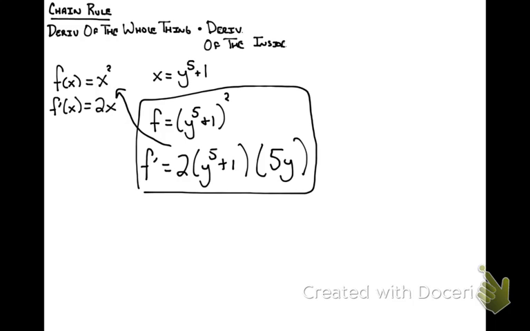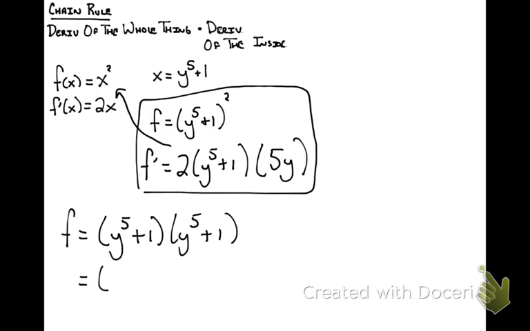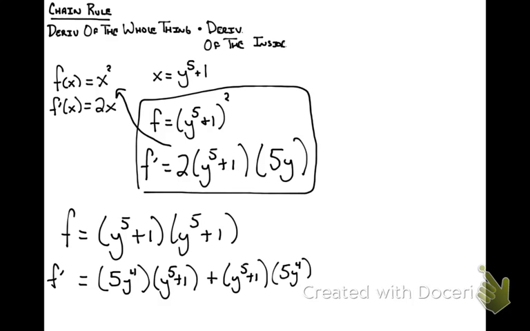Now we could get the derivative of f by using the product rule, because we could write this as y to the 5th plus 1 times y to the 5th plus 1. And by the product rule, this would be the derivative of the first, so 5y to the 4th, times the second function, plus the first function times the derivative of the second, 5y to the 4th.